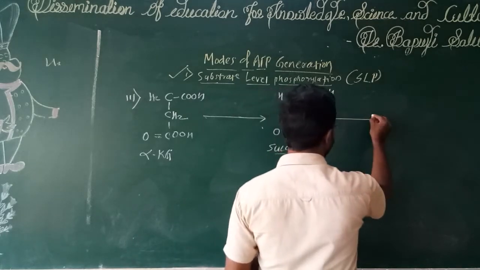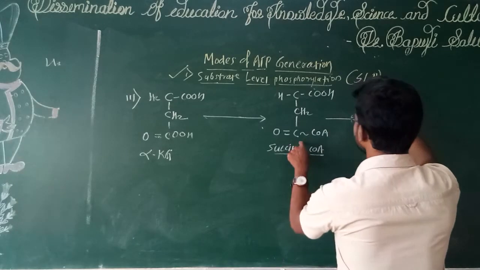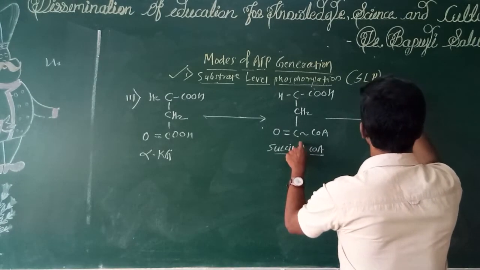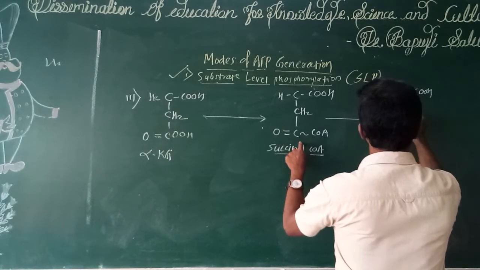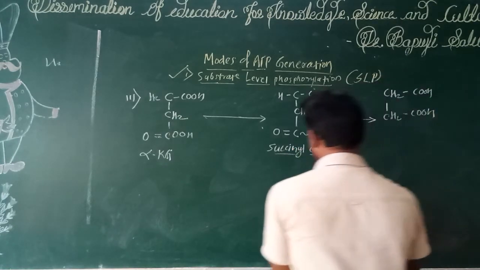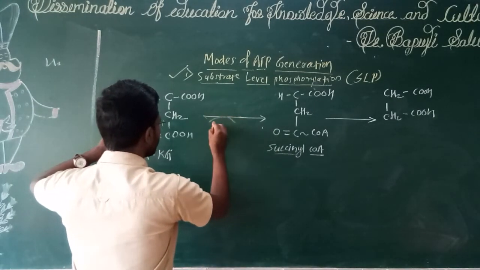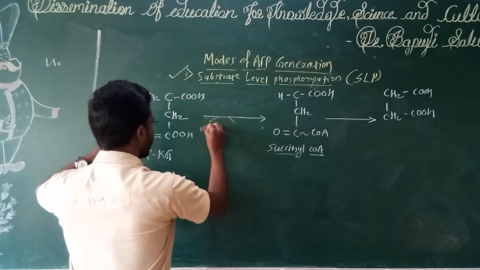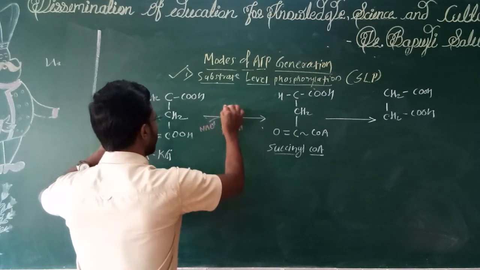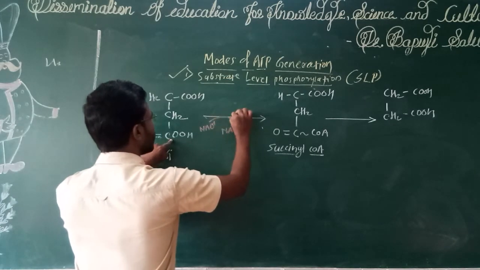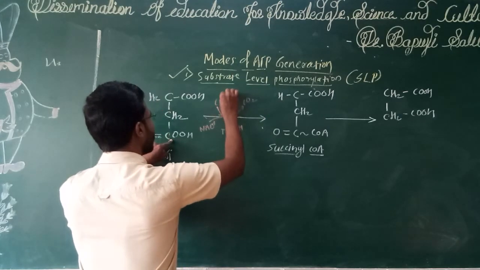Finally, this is an SLP example. This succinyl CoA, this bond is broken down and that forms a compound known as succinate. Here it is an oxidative decarboxylation. So hydrogen is accepted by NAD, that forms reduced NADH, and here CO2 is released, decarboxylation, and coenzyme A is added.